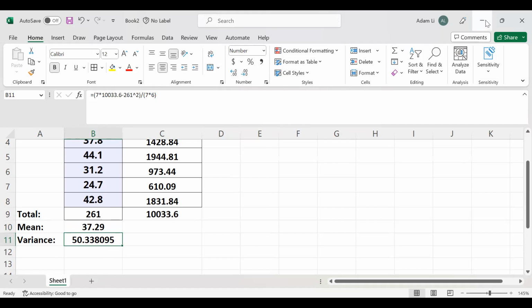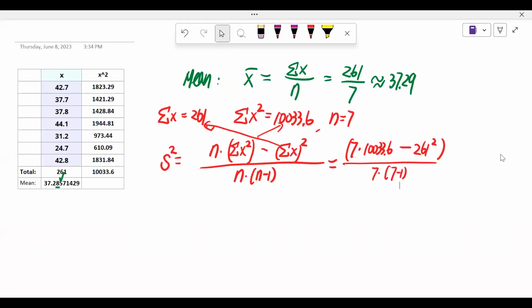Professor, if you don't mind, can you repeat how you find the variance? Also, s squared is the variance, right? S squared is the variance. So n is 7, then x squared is the number of 10,000, and then 261, and we have to compute this. Okay, that's right. Thank you, Professor. No problem, you got it.